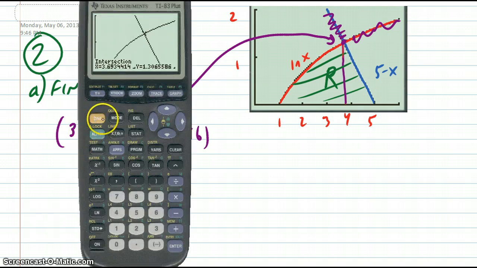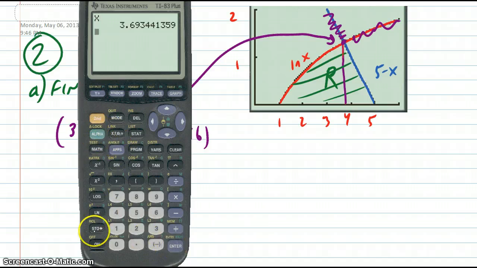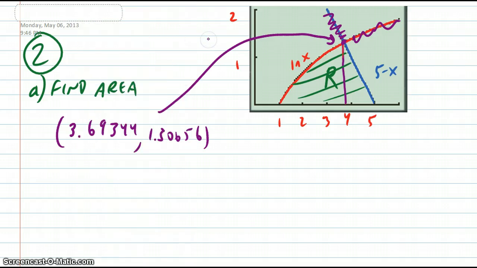What you need to do next is type in x, and then store that in alpha A, because we don't want to round that. We want to keep that nice solid answer in A. Not only can you store that intersection point in your calculator, but as we start to find the area, starting at 1, basically we can go all the way to A. A is 3.6 or whatever, but you can just call it A.